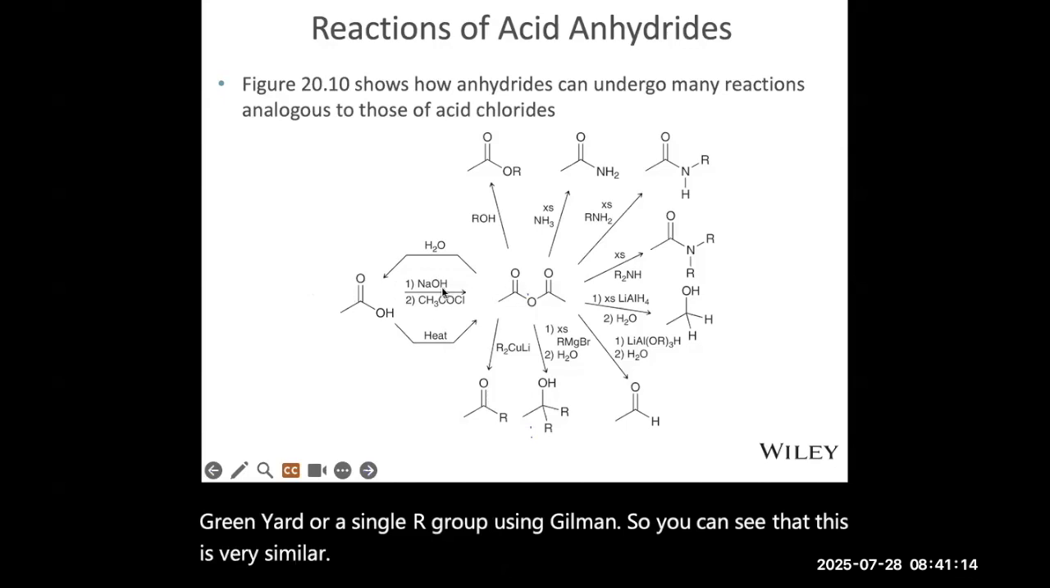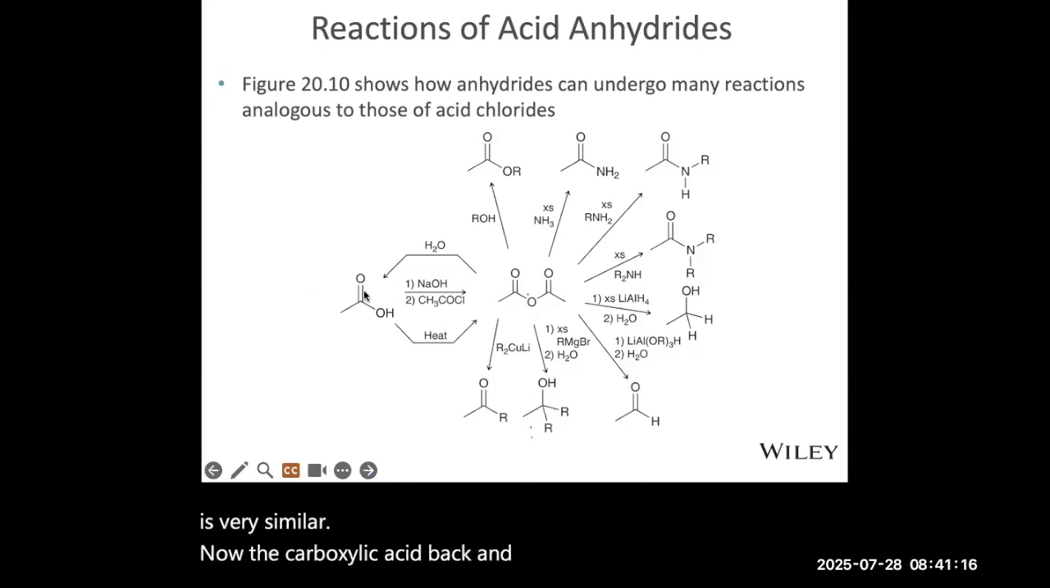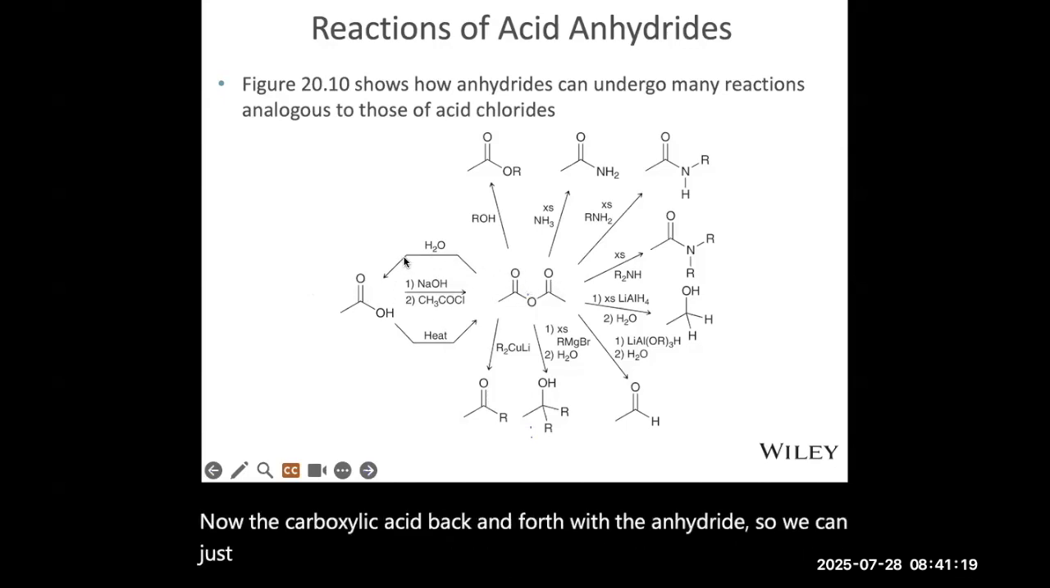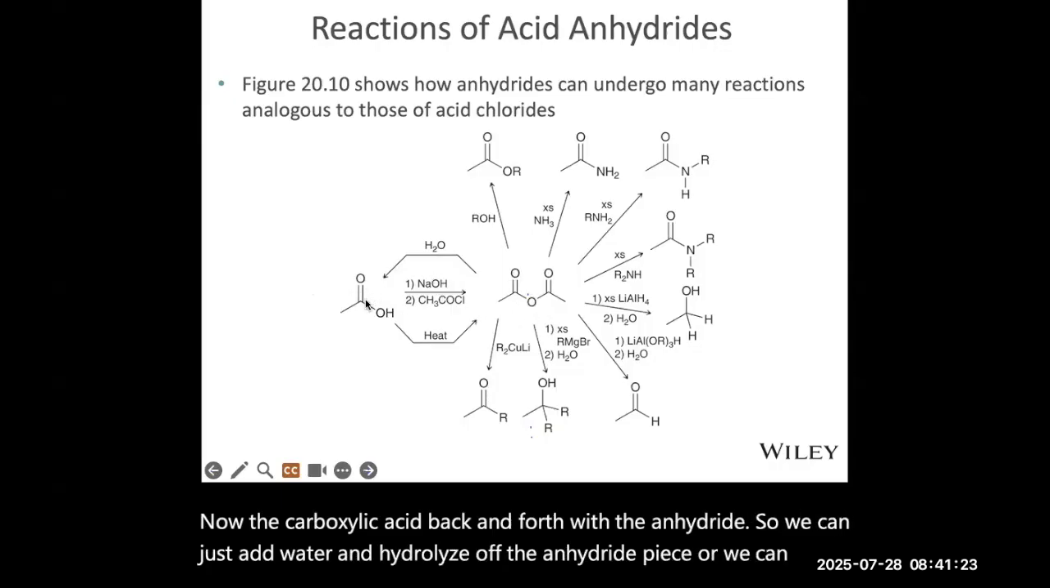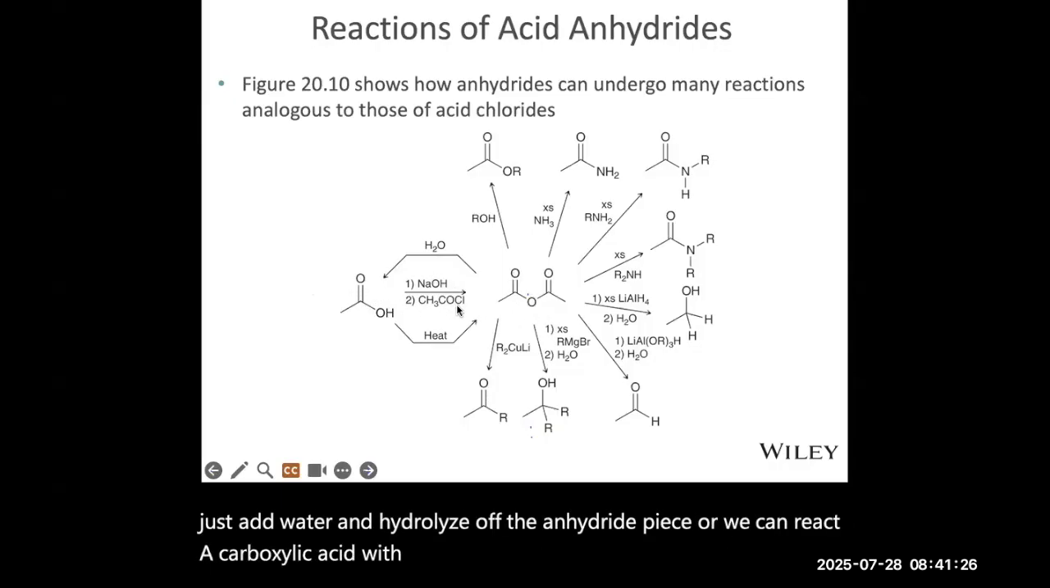Now, the carboxylic acid back and forth with the anhydride. So we can just add water and hydrolyze off the anhydride piece, or we can react a carboxylic acid with an acyl chloride itself to get back to the anhydride.